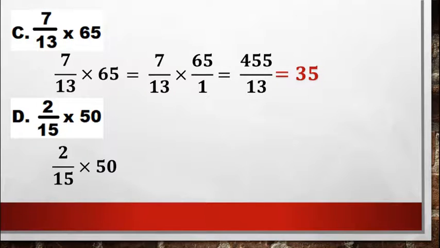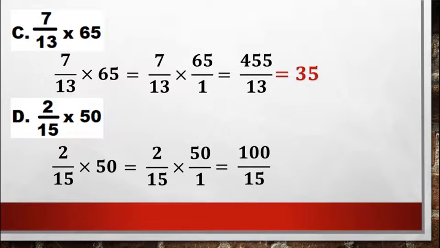Let's have letter D. We have 2 over 15 times 50. Okay, again, we need to do the same process. 2 over 15 times 50 over 1. 2 times 50, that is 100. 15 times 1, it is 15. So we got an improper fraction of 100 over 15. So we need to simplify your answer.